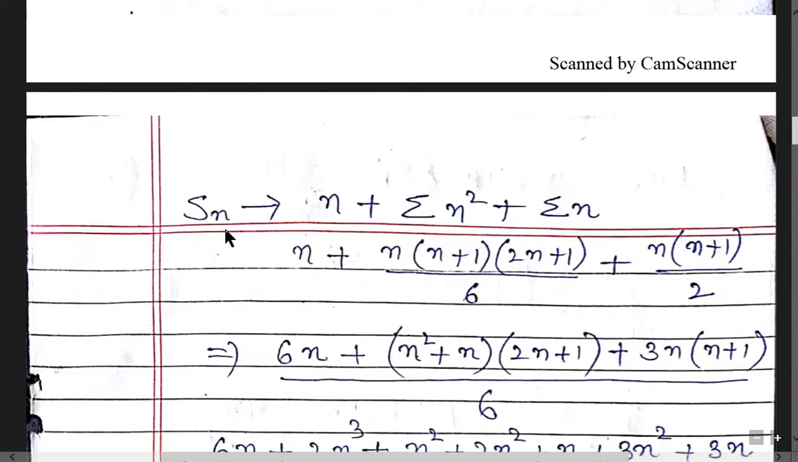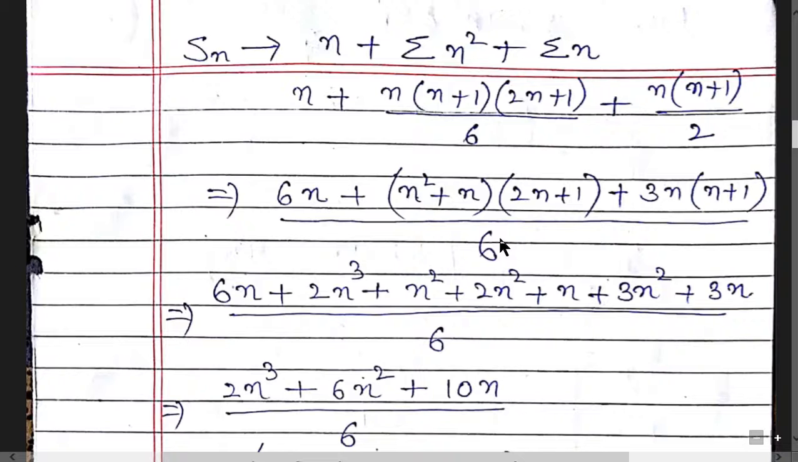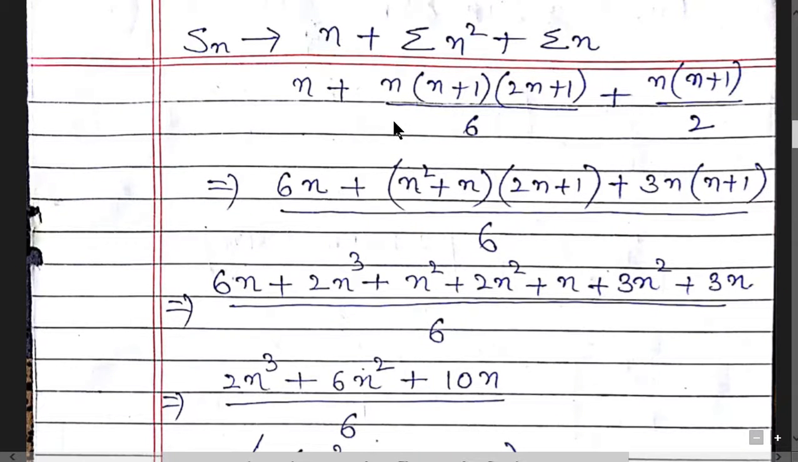It's Sn. The first term is 1, it means the sum is n. The second term is n square, it means sigma n square, then sigma n. Now insert the values of sigma n square and sigma n. It's n into n plus 1 into 2n plus 1 over 6, plus n into n plus 1 over 2. Then n into n plus 1 is n square plus n, into 2n plus 1. Then multiply these terms, it's 2n cube, n square, 2n square and n.